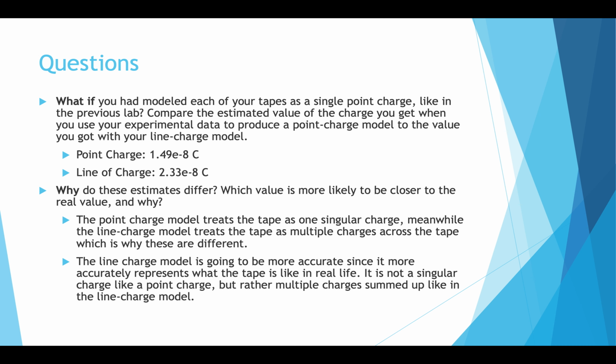So to continue on that, why do these estimates differ? Which value is more likely to be closer to the real value, and why? The point charge model treats the tape as a singular charge, but the line charge model treats the tape as multiple charges across the tape, so that's why we have different numbers and that 50% difference. And the line charge model is actually going to be more accurate because it more represents what tape is like in real life. It's not a singular charge like a point charge, it's made of multiple charges summed up like the line charge model.